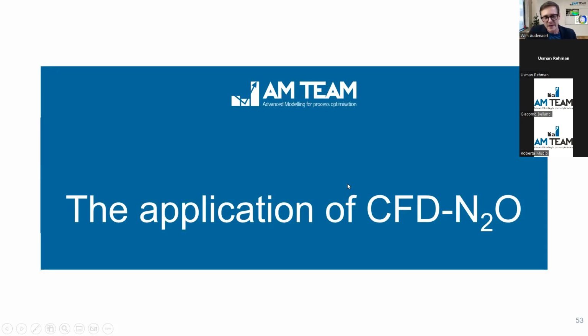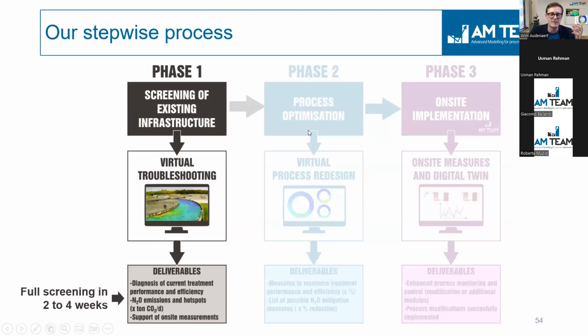So then how do we apply this model in a further way? Well, the first phase, and many of the utilities right now today are in this stage, they are either planning to start measuring N2O or they are starting to measure N2O. Well, the first phase is this assessment. So is the hotspot analysis.